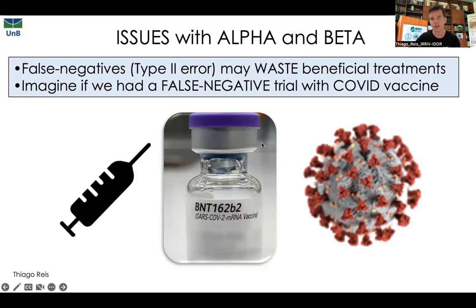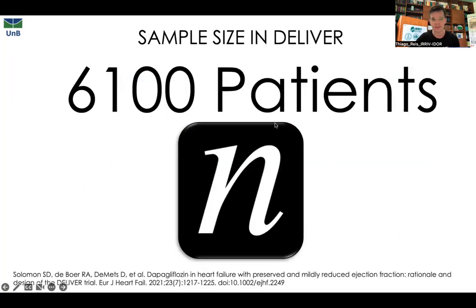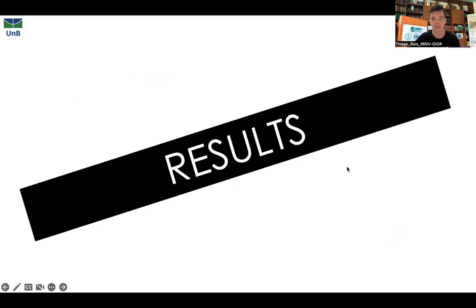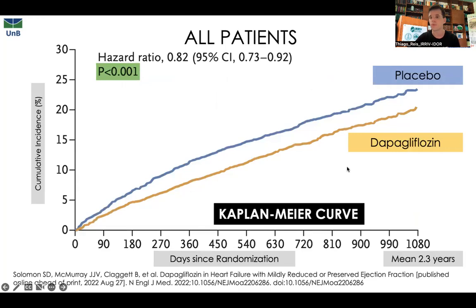So these issues are really important. In the end, the trial's sample size was calculated based on alpha and beta, and it was 6,100 patients. And then the results. So this is a Kaplan-Meier curve. On the x-axis, we have days since randomization, mean follow-up 2.3 years, and then the cumulative incidence of those negative outcomes. And we can see that the percentage of events in dapagliflozin was lower than in placebo.